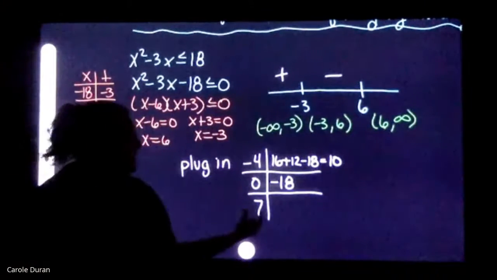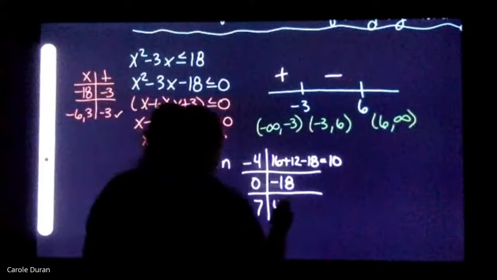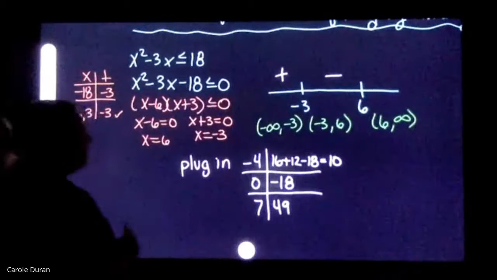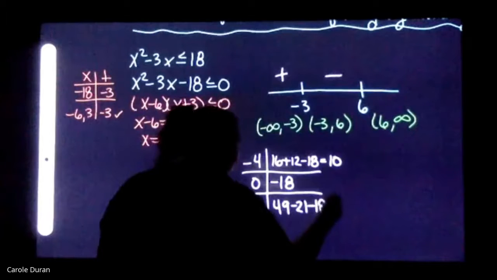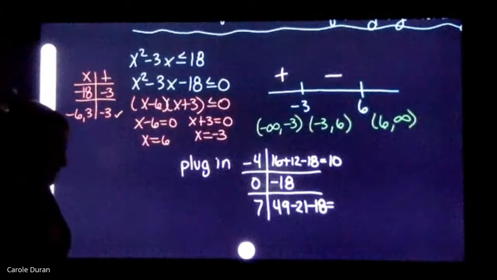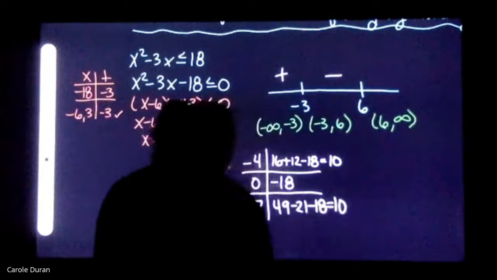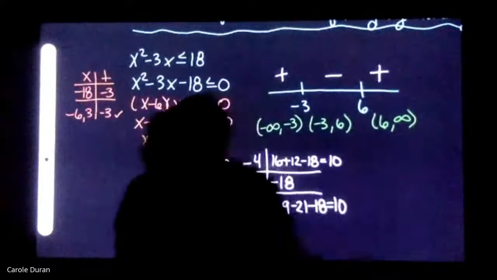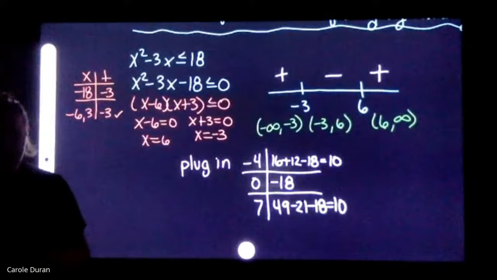Then I go ahead and I plug in 7. 7 squared is 49. 7 times the negative 3 is negative 21. And then I have minus 18. 49 minus 21 is 28. Minus 18 is a positive 10, which is positive. So every number from 6 to infinity is going to give me a positive answer.